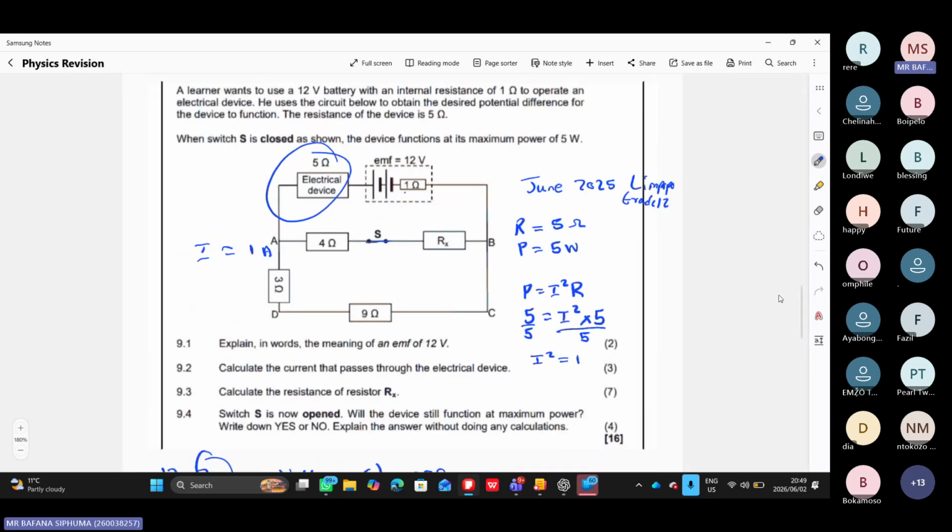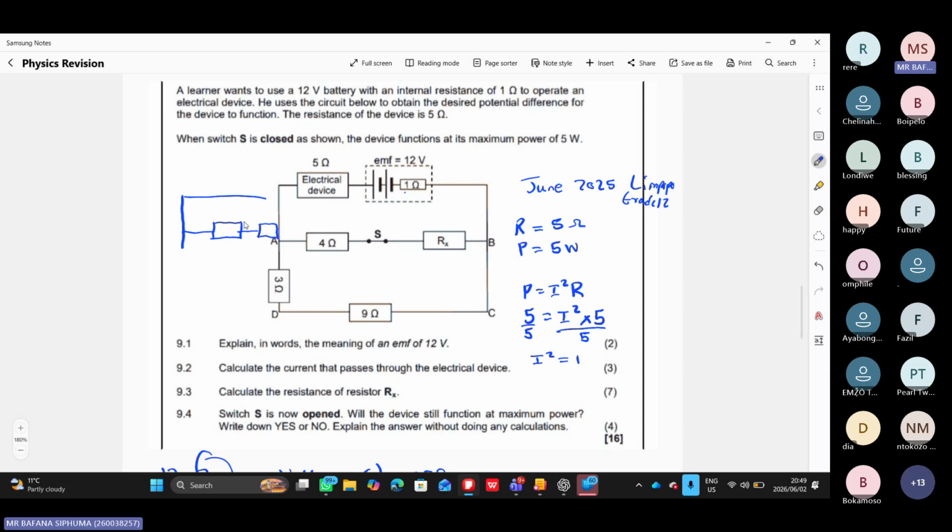Then the next question says, calculate the resistance of Rx. And it's 7 marks. Yo. But there's not a lot of work that you need to do here. What I can advise you to do: first, simplify your diagram, right? In terms of the resistance only. You can simplify your diagram in this way.